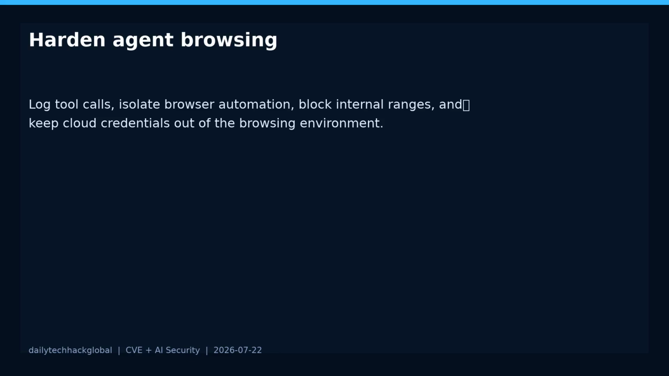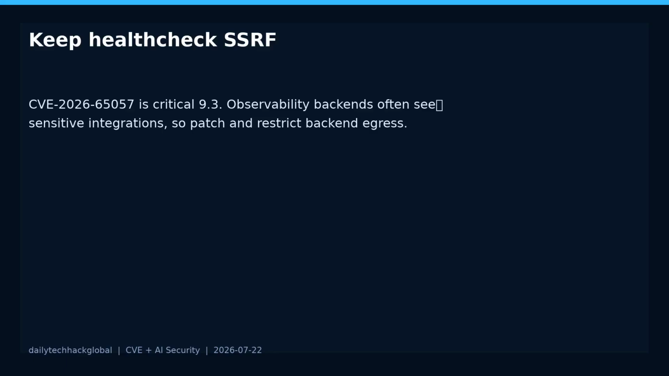For MCP tools, put allow lists in front of browsing actions, block loopback, link local, private, and metadata ranges, and log every tool call with destination, user, and workspace. Run playwright or browser automation in a locked-down network segment with no default access to internal services. Keep cloud credentials out of the browser tool environment, and separate experimental agent sandboxes from production infrastructure.